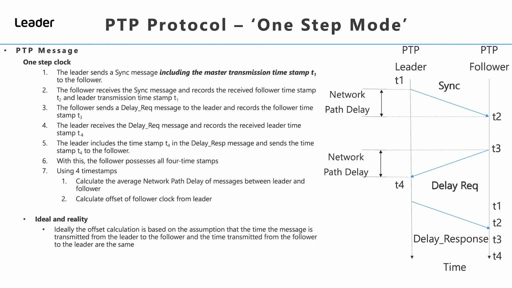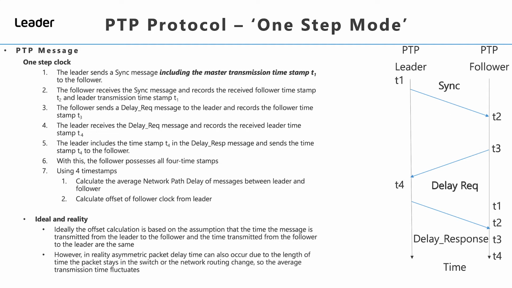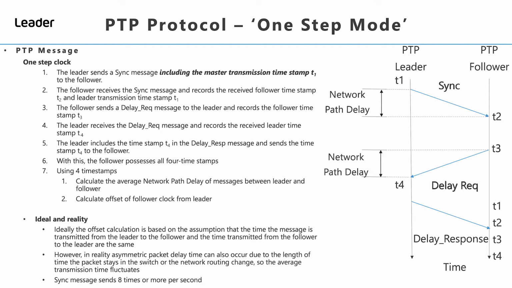Ideally, the offset calculation is based upon the assumption that the time the message is transmitted from the leader to the follower and the time transmitted from the follower to the leader are the same. However, in reality, asymmetric packet delay time can also occur due to the length of time the packet stays in the switch or the network routing changes. So the average transmission time fluctuates. The sync message is sent 8 times or more per second.